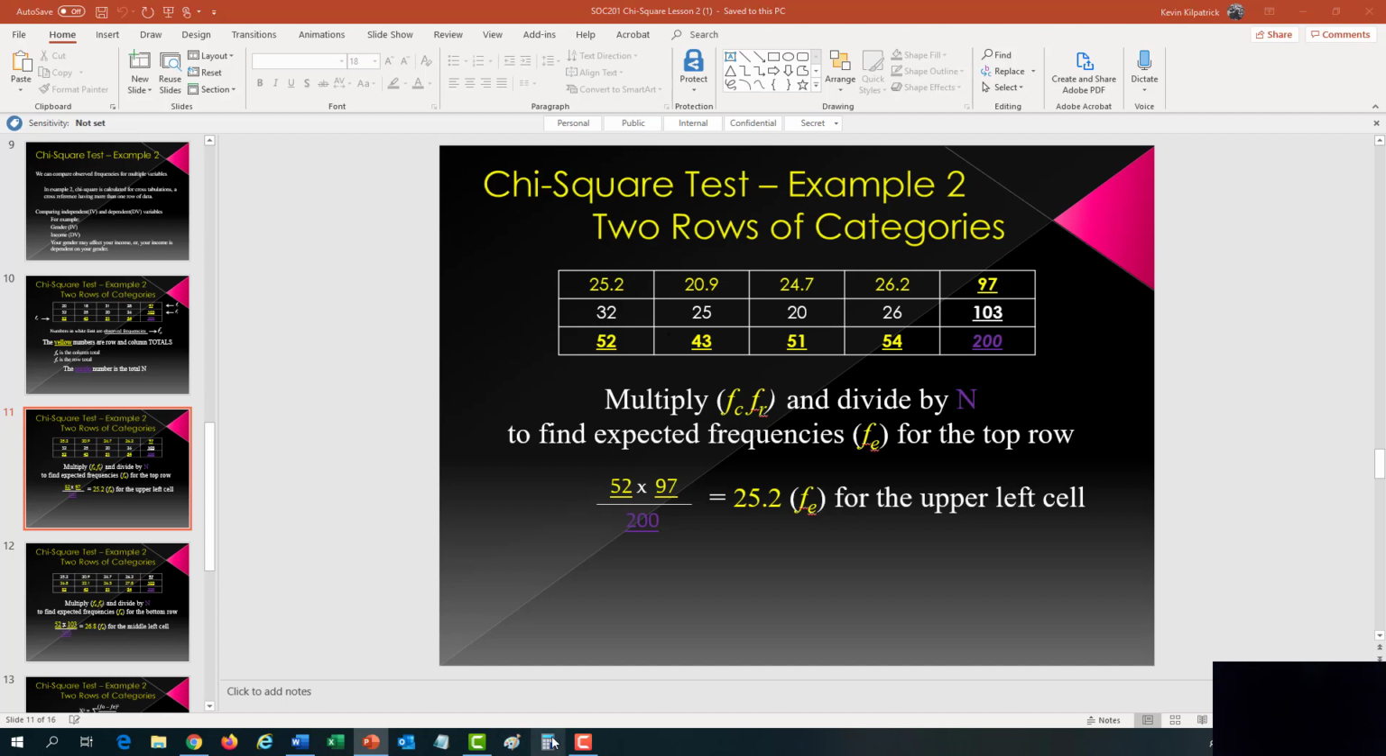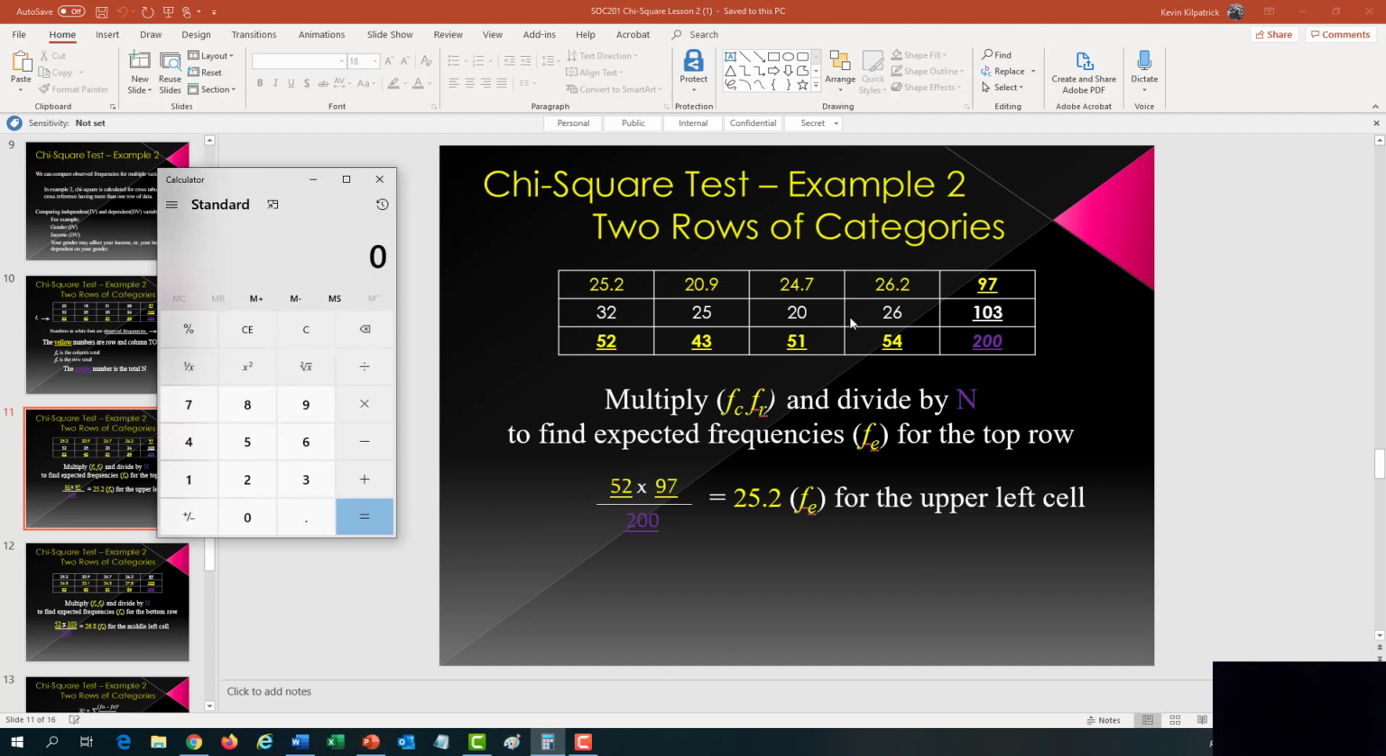Okay, let's do another one here. For the second number in the top row, I need to do the same thing. I need to multiply the column total by the row total and then divide that number by 200. So let's do that. I'm going to multiply 43 times 97 and get that result and divide that by 200. And what I'm going to get is 20.855. And I have just rounded that up to 20.9.